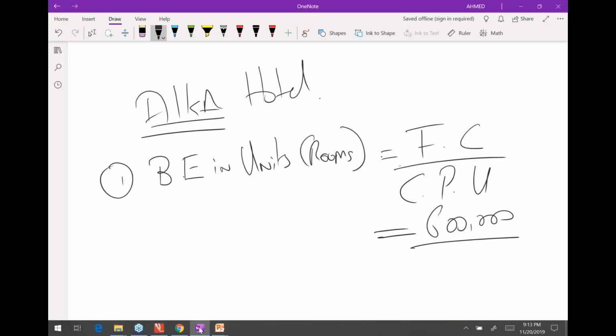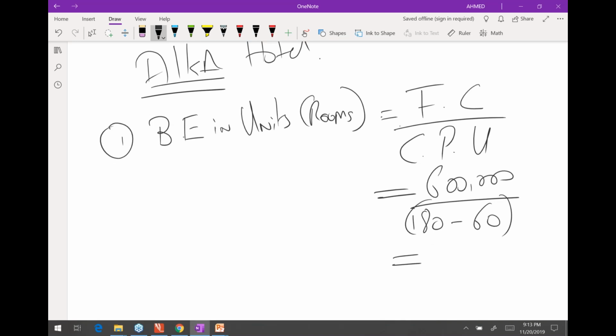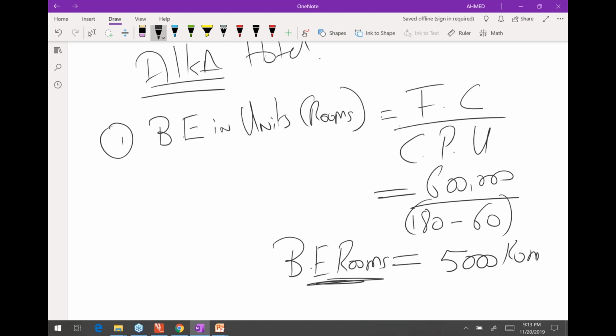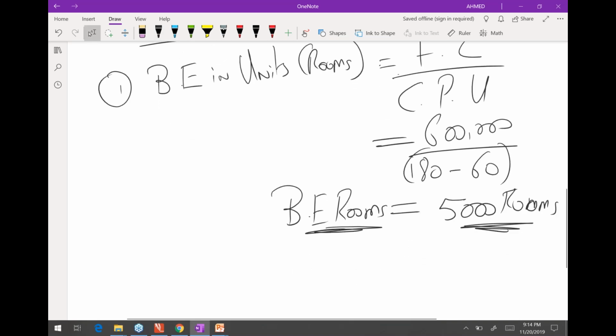So 180 minus 60, and here you have the answer of break even in terms of rooms. How many rooms you need to sell for break even? And 5,000 rooms. This means for break even it's important to sell 5,000 rooms. It's important to sell 5,000 rooms if you need to break even.